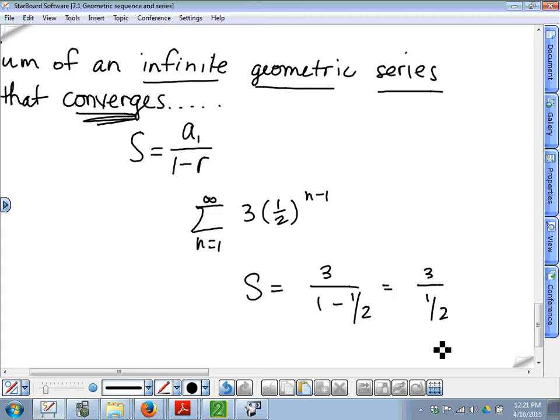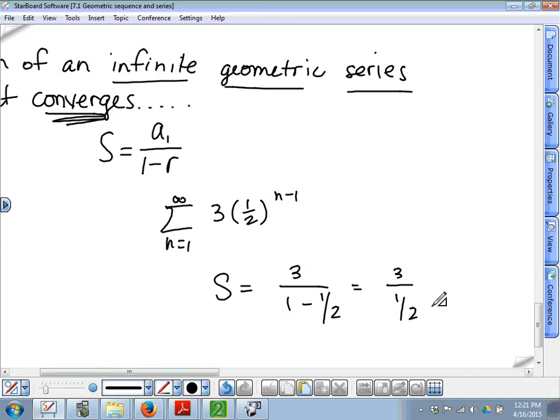So this is 3 divided by 1/2. And 3 divided by 1/2 is 6. So what this is saying is if you wrote down every single term of this series all the way out to infinity and added it all up, what would it equal? According to this formula, it equals 6, but it really technically equals 5.999999999 repeating. Yeah. So this one equals about 5.99999 repeating, which essentially is the number 6.